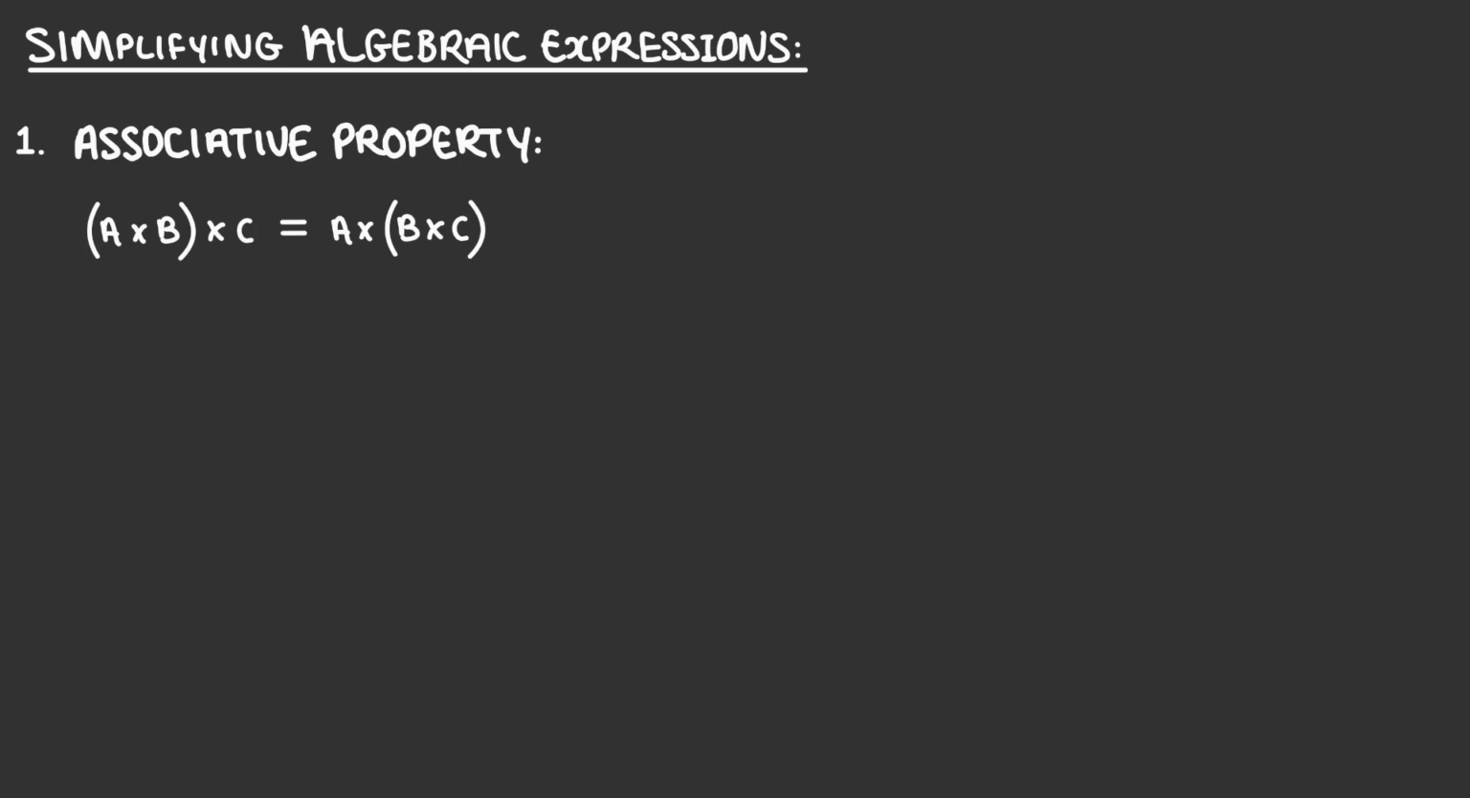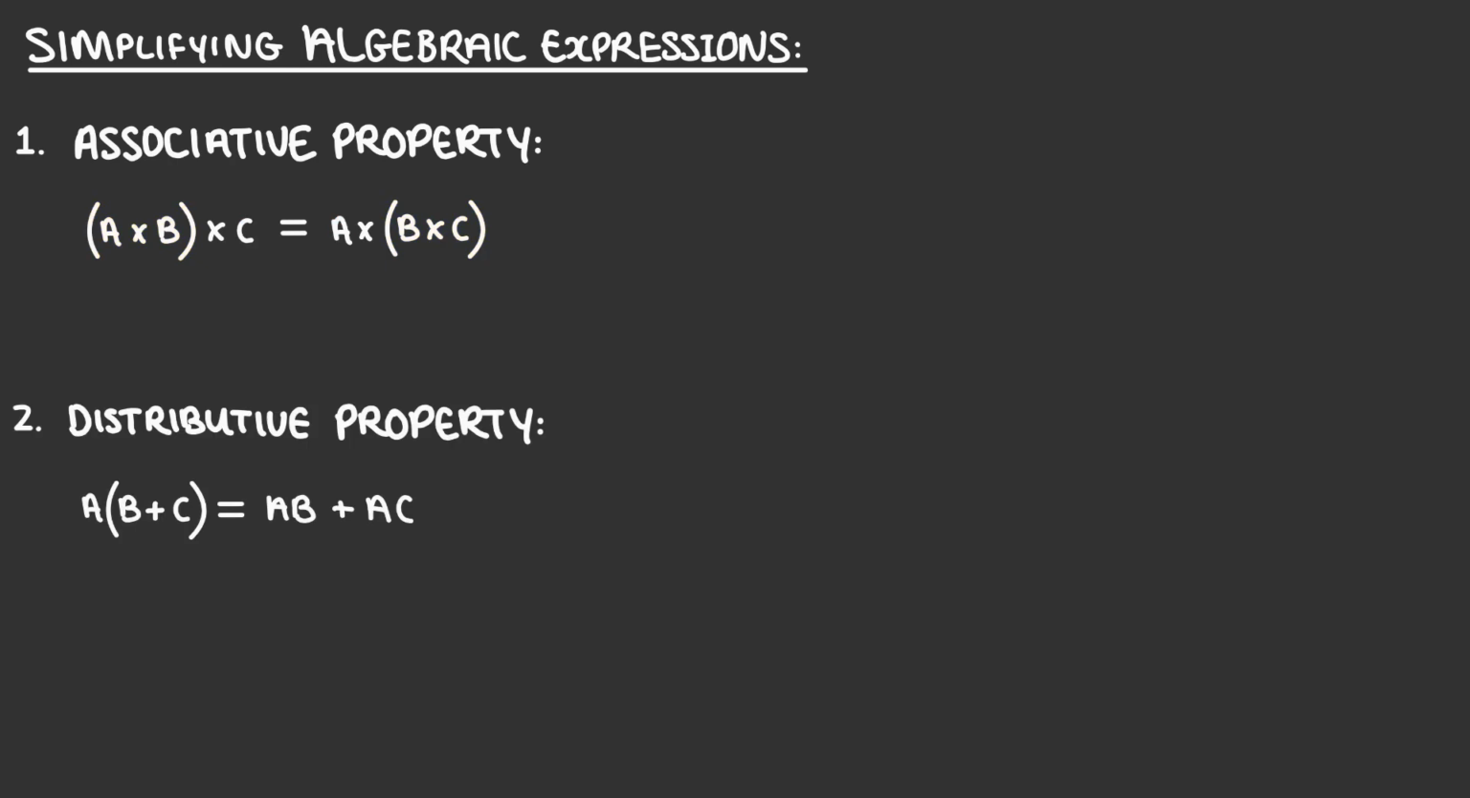The associative property of multiplication states that if we multiply two numbers, a and b, and multiply the result by another number, c, that this is the same as multiplying the number a by the result of multiplying the two numbers b and c. So changing the order by which we multiply different numbers in a sum does not change the answer that we end up with.